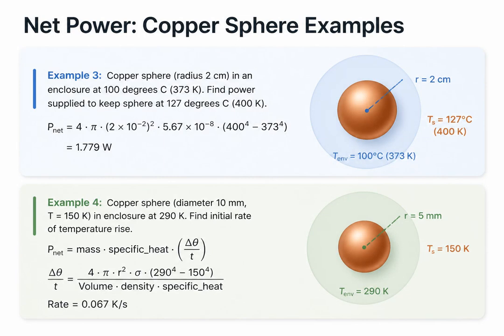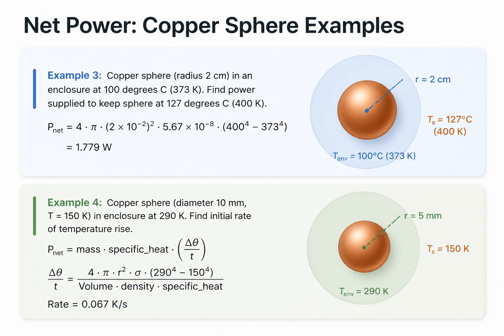We can also determine how much energy is needed to maintain a temperature difference. If a copper sphere is kept at 127 degrees Celsius inside a 100-degree oven, it is constantly losing heat. Calculating the net power shows we must supply 1.779 watts continuously to maintain that 127 degrees.